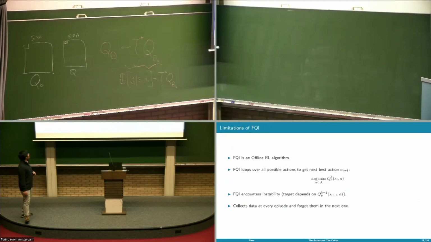Okay. So now we have learned something, but everything has a fault, and this also does. That's why we develop new algorithms. So what are the problems in there? First thing, FQI is an offline RL algorithm.